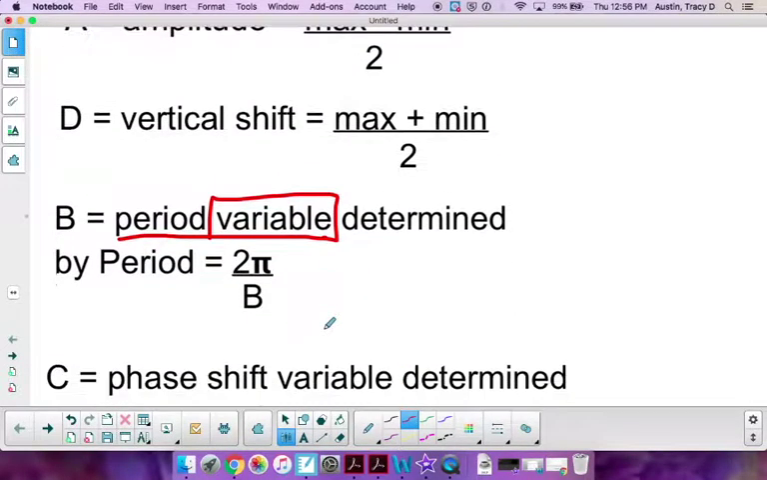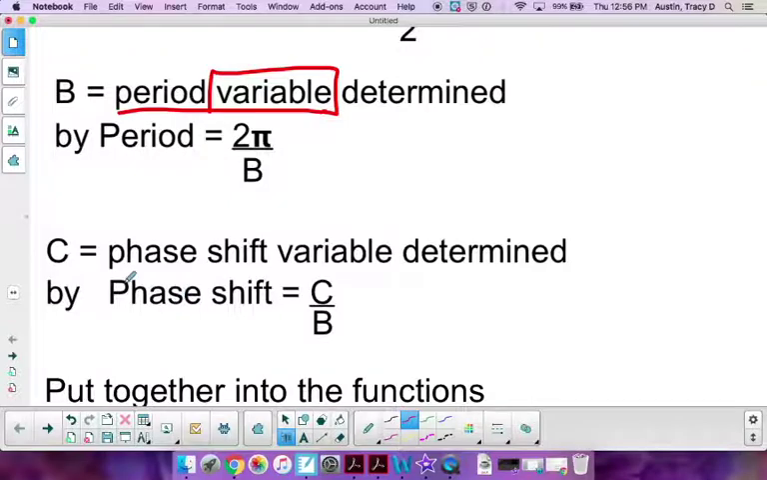Okay, and again, same thing for C. C is not your phase shift, it is your phase shift variable. It determines how far left or right your graph is going to move, okay, or basically where it starts. Phase shift is determined by C divided by B, which means if you're given a function or given some information, you got to solve for B first so that you can then use it to solve for C.